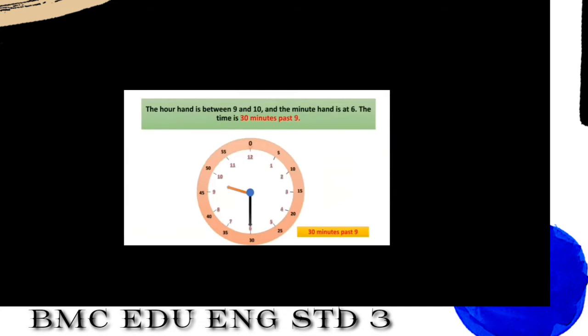The hour hand is between 9 and 10. And the minute hand is at 6. So the time is, or you will read the time. Yes, 30 minutes past 9. So you will write 30 minutes past 9.